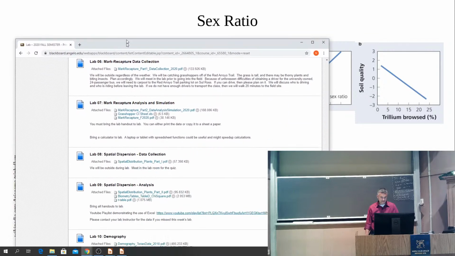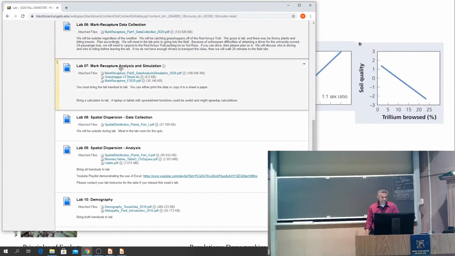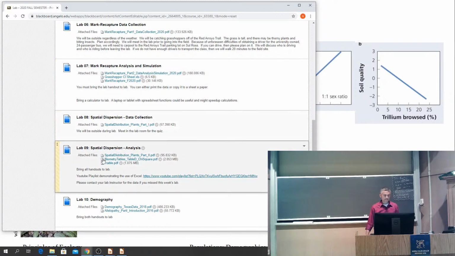Move that up here. Here's our Blackboard site. Some of you, a couple of you, missed lab for reasons. I already said this in my Thursday class, but when you go down to this Lab 9 Spatial Dispersion and Analysis, it's where we had our handouts and the tables and stuff. I also linked a YouTube playlist.